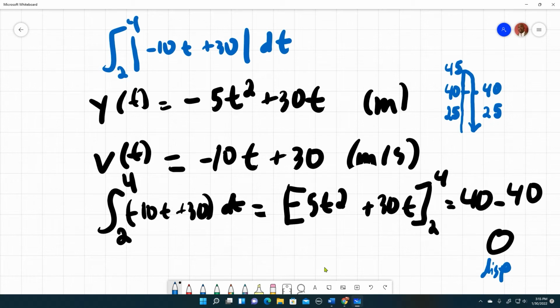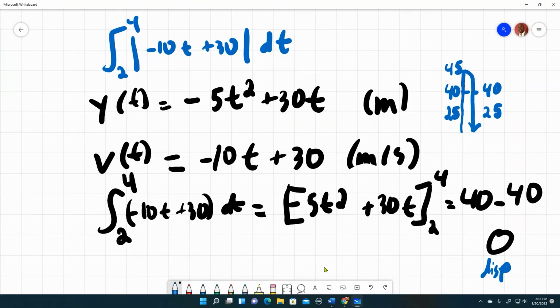Now, that may bring another issue. How can we actually integrate the absolute value? Do we just turn the negative 10 to positive 10 and just integrate from there? And that's, of course, an incorrect assessment of the situation as it currently stands. So let me clear some of this away, and then we'll talk about what we need to do.